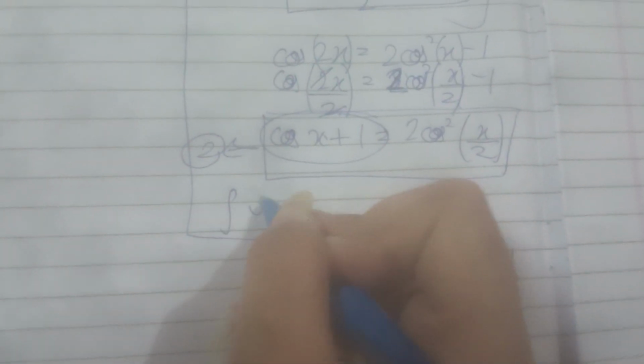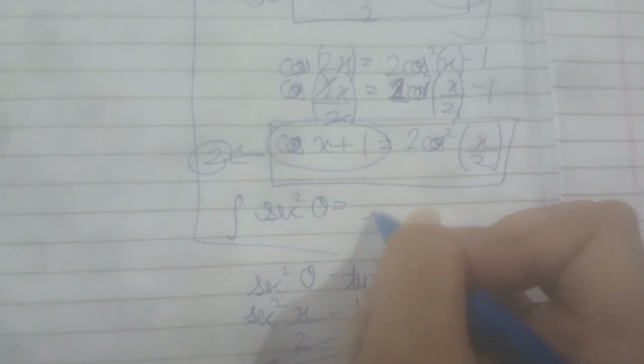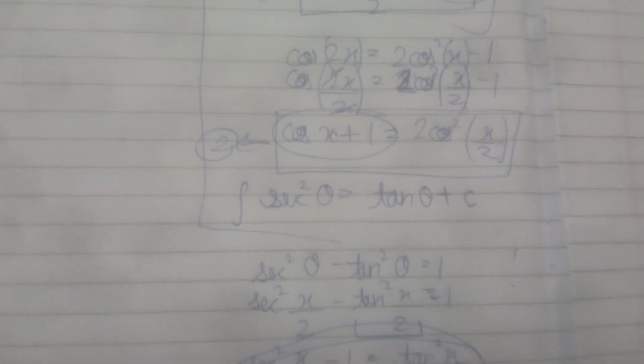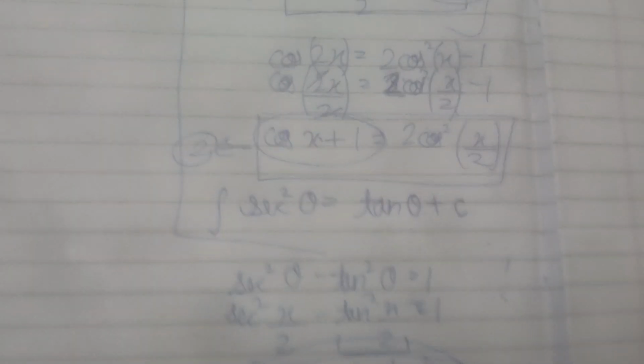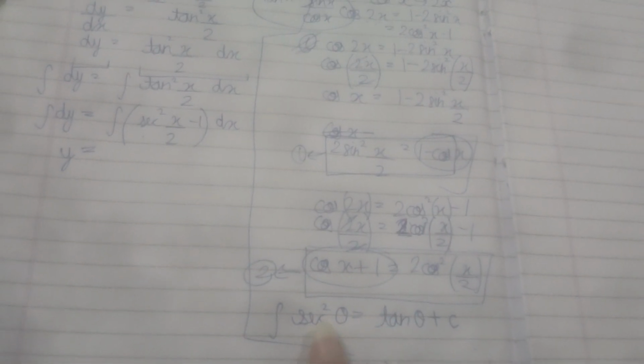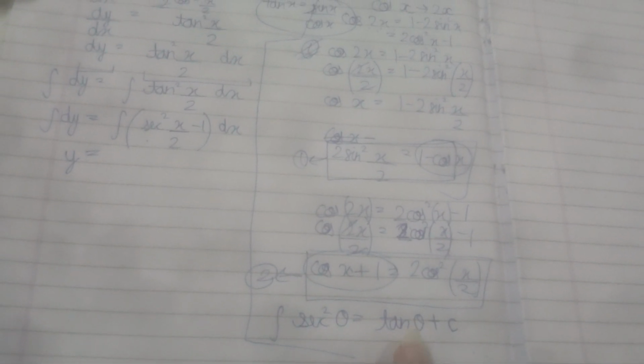Let me write the formula first of all. Integration of sec square theta is equal to tan theta plus c, where c is the constant. This is the same formula we are going to use. Sec square x by 2 is going to give tan x by 2.